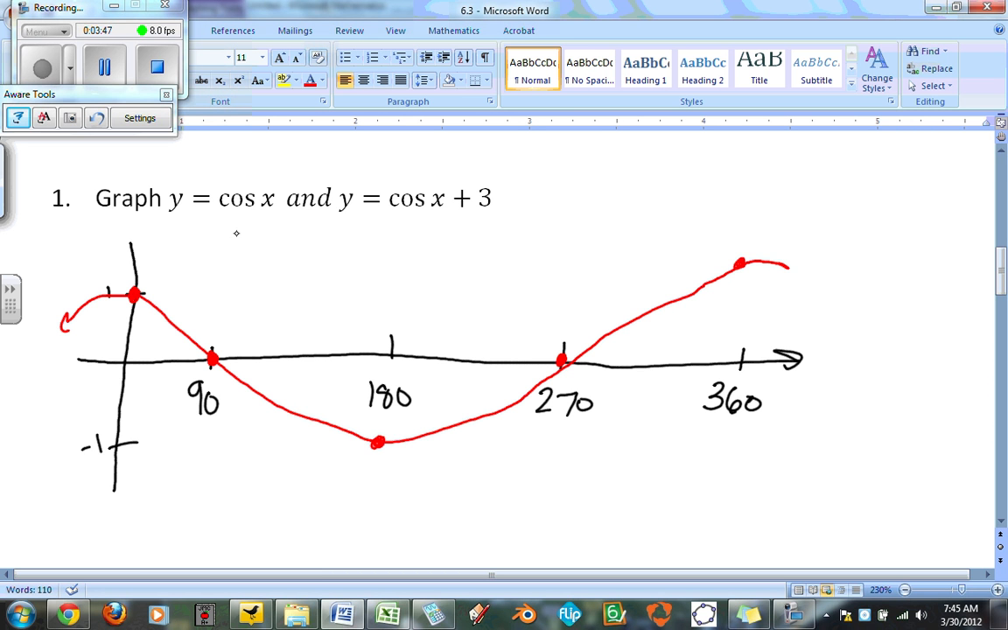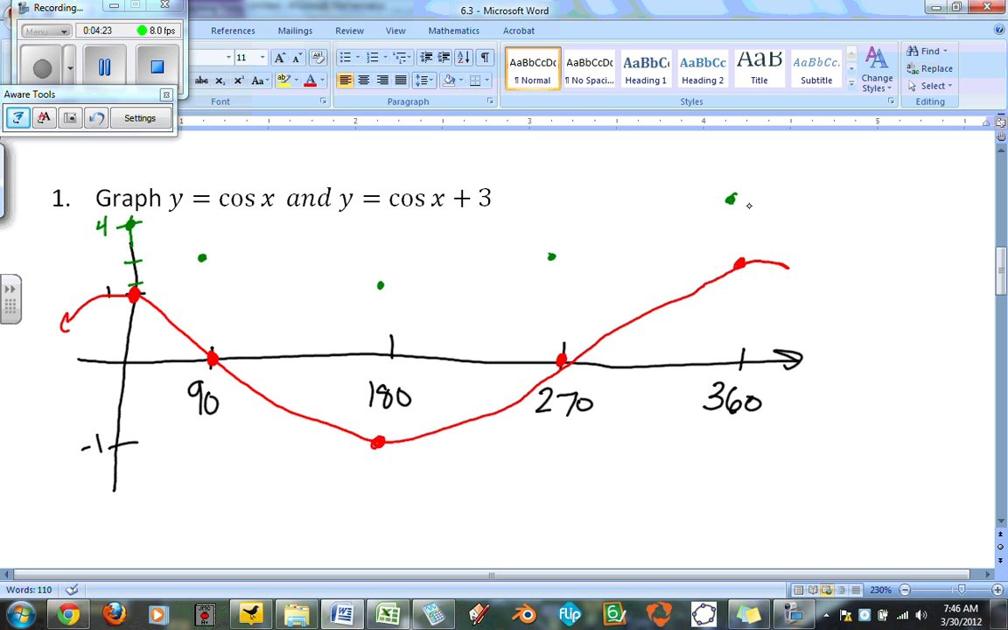So all this is doing now is saying, take these cosine values and move them up 3. Cosine of 0 is 1, but when we add 3 to it, it's going to be up here at 4. And this is 0, but when we add 3 to it, it's going to be up here at 3. And this one's at negative 1, but when we add 3 to it, it's going to be up here at 2, and so forth. So this one's going to be 3, and this one's going to be 4, like that.